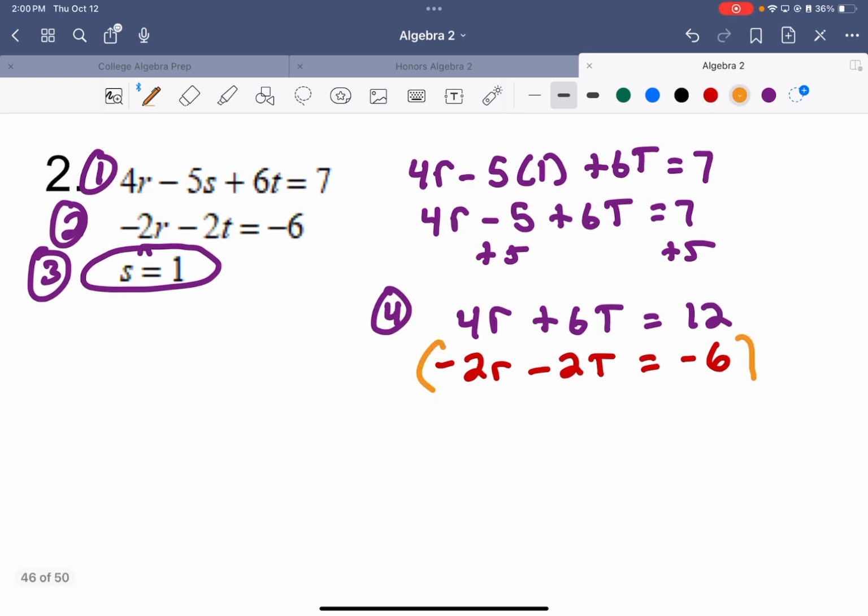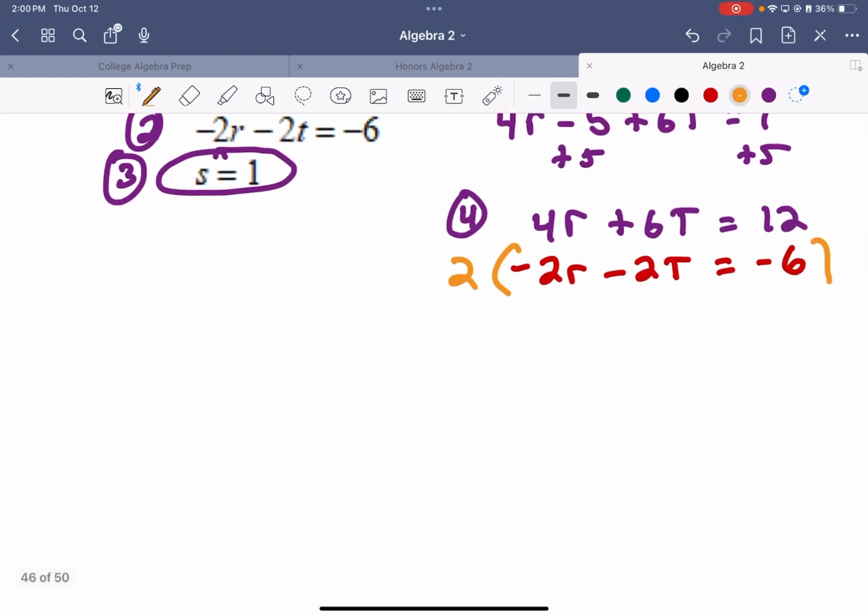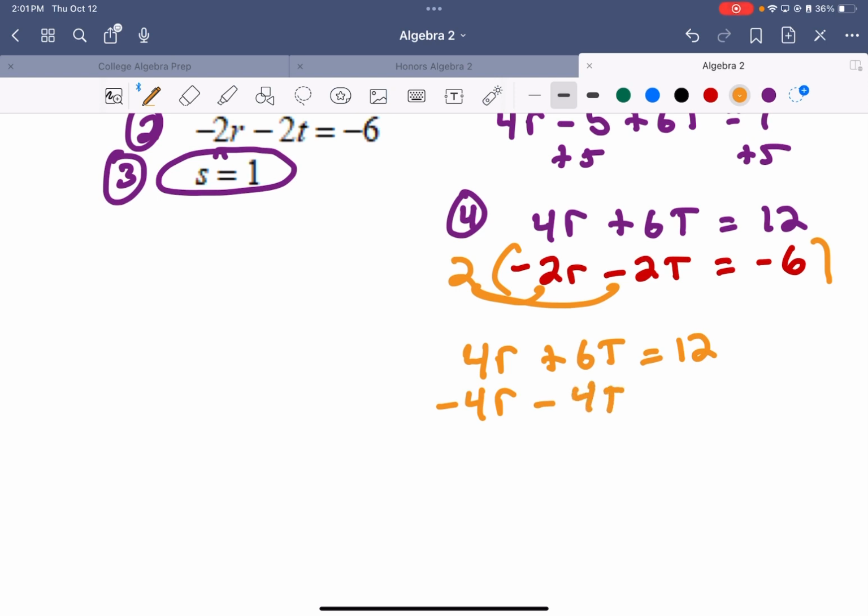So if I multiply this bottom one by 2, I'm going to rewrite the fourth one, so that's 4R plus 6T equals 12. I just rewrote the fourth one. And now, 2 times negative 2 is negative 4R minus 4T equals negative 12. Makes it easy. 6 minus 4 is 2, so that's 2T equals 0.